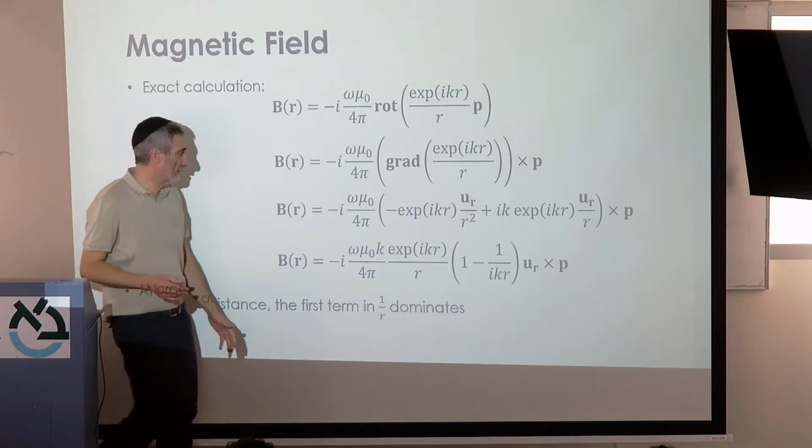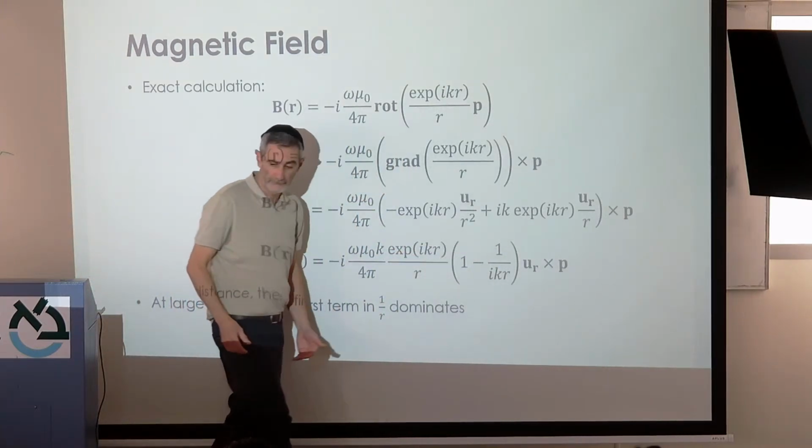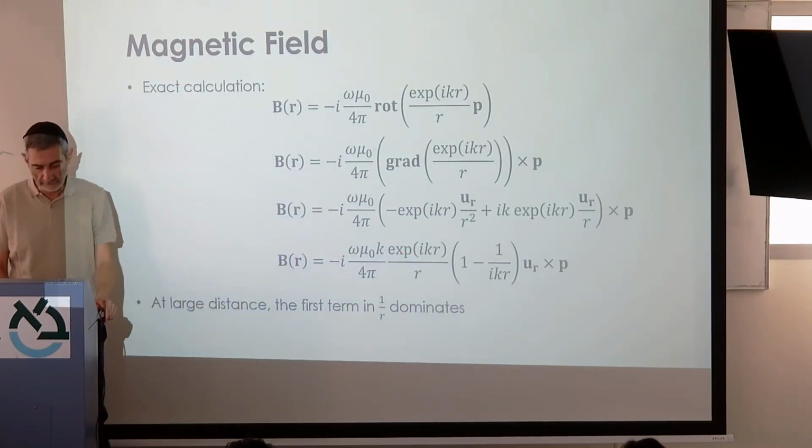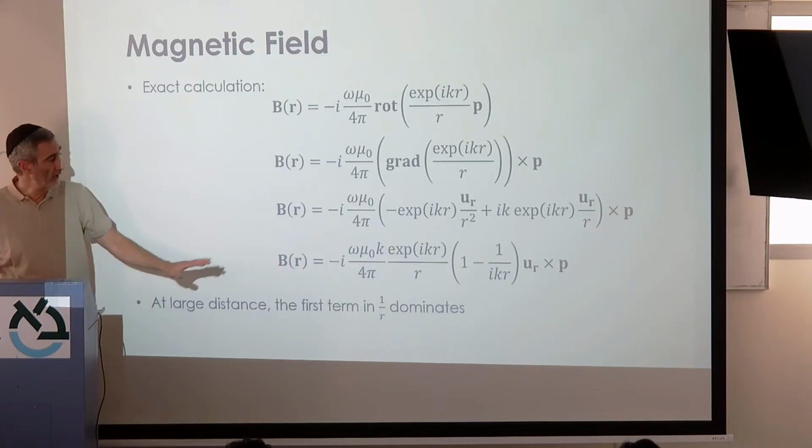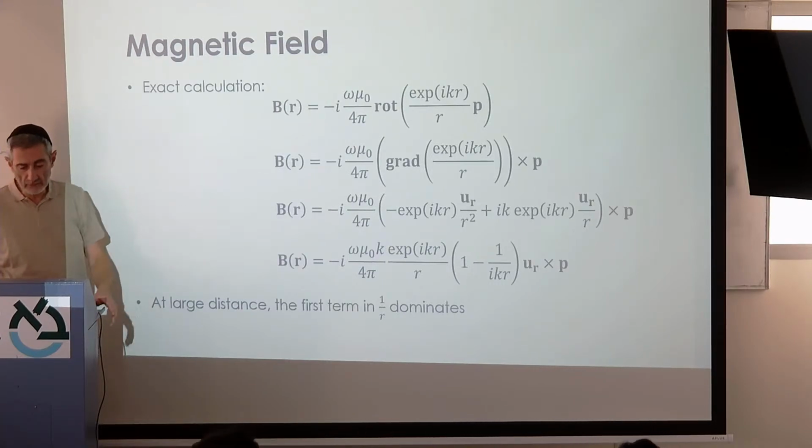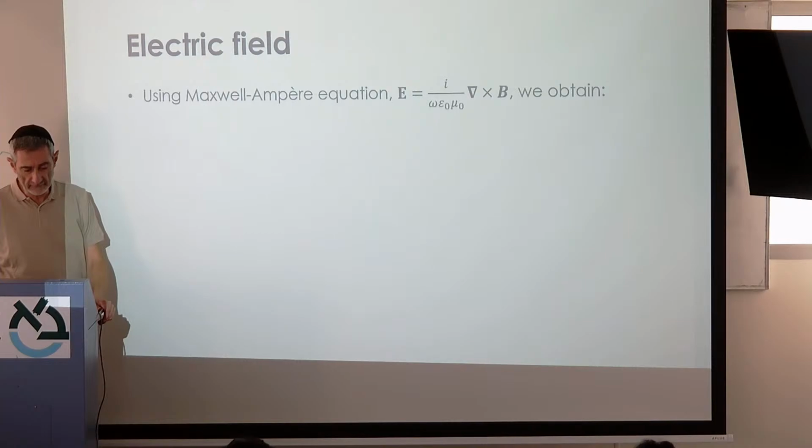So at long distance, you can ignore this term if you want. Yes, that would be close to 0. So from this expression, we can compute the E field. The E field is given by the Maxwell equation directly.